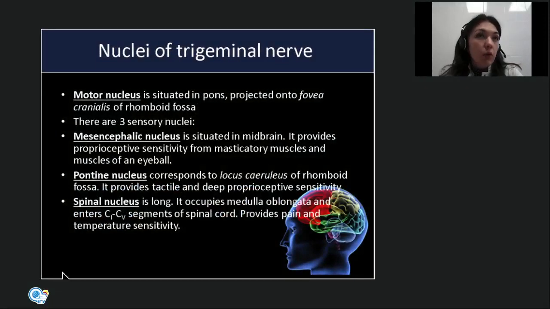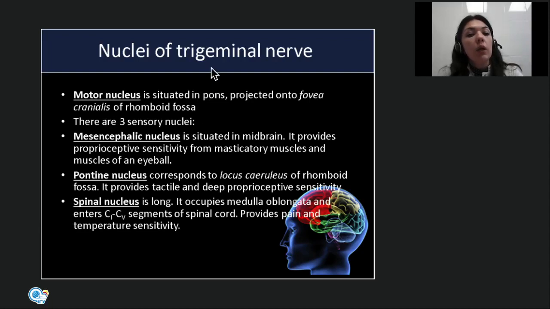So it is a mixed nerve, as you have already noticed. It has a sensory part and a motor part, which means it's mixed. It doesn't contain autonomic fibers. And there are 4 nuclei in the trigeminal nerve. One is motor, and 3 nuclei are sensory nuclei. The motor nucleus is situated in the pons, and it is projected onto the fovea cranialis of the rhomboid fossa.